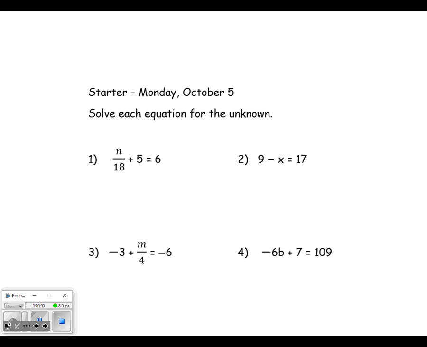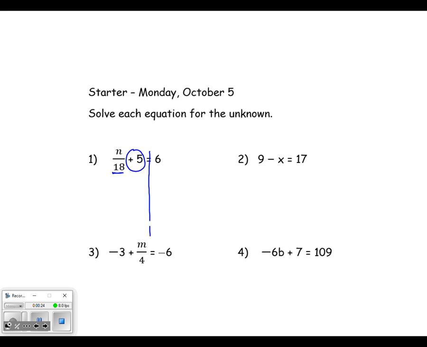Okay, so here's our starter for Monday, October 5th. We're going to solve some two-step equations, just the way that we've been learning to do it. First thing I want to do is draw my line, and then I am going to circle my constant. That's the part that's just a number, and underline my coefficient.